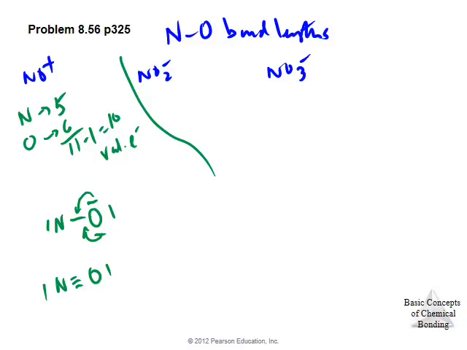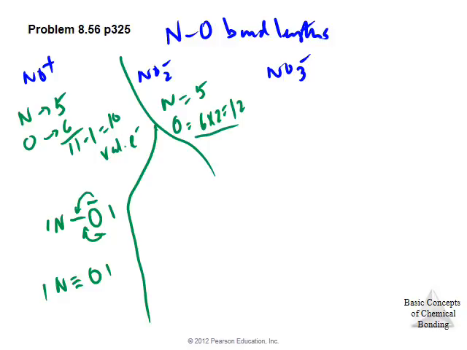Now let's work on NO2 minus. So let's draw a line here. Nitrogen has 5 valence electrons. Each oxygen has 6, times 2, that's 12 valence electrons. Now we have 17, but keep in mind NO2 is minus 1. So there is an additional electron. So that makes it 18 valence electrons.